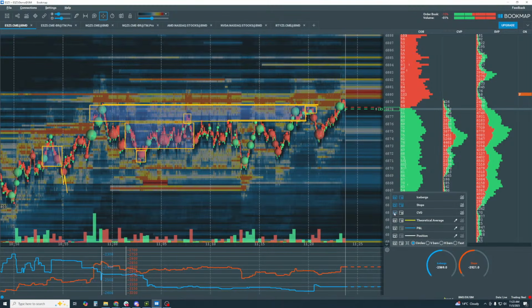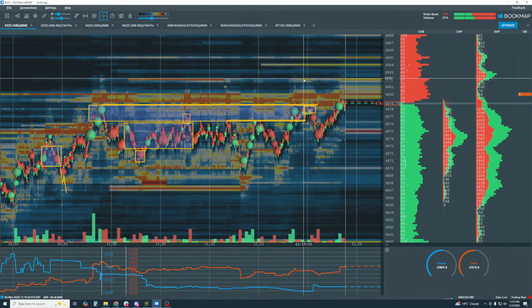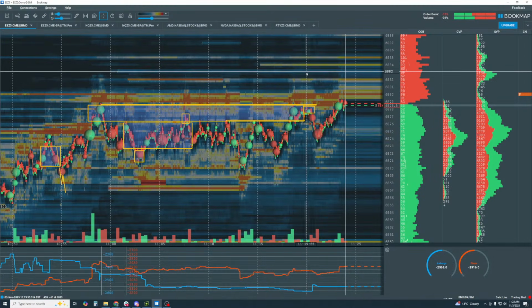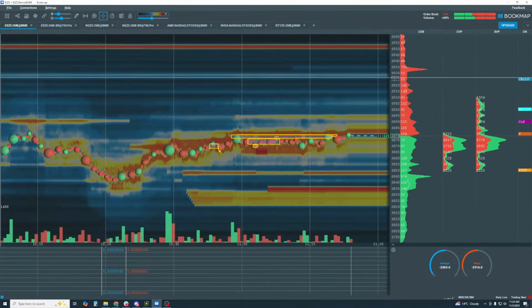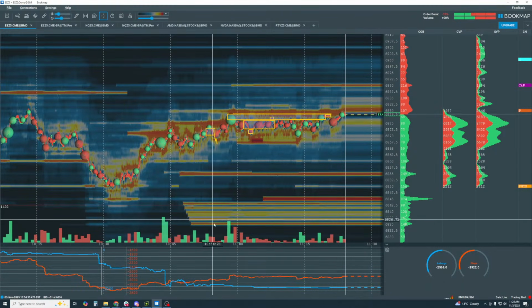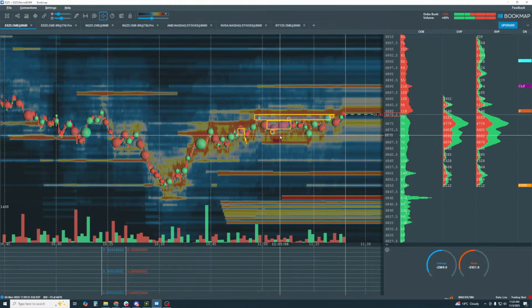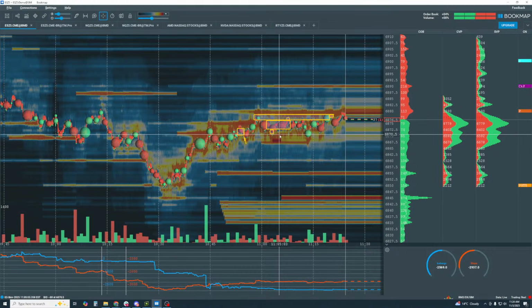I'll take the cumulative volume delta off. Okay, Trader Map Pro, you're looking at lots of liquidity below. Oh, okay. I'm sorry, I didn't zoom out enough. Yep. Yeah, a ton down here. Well, let's see.